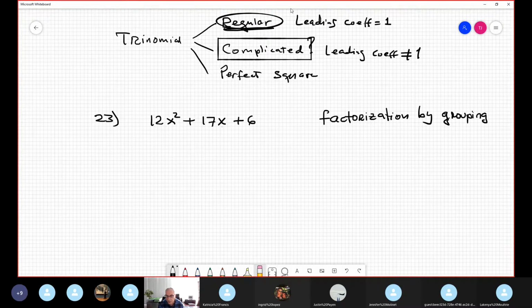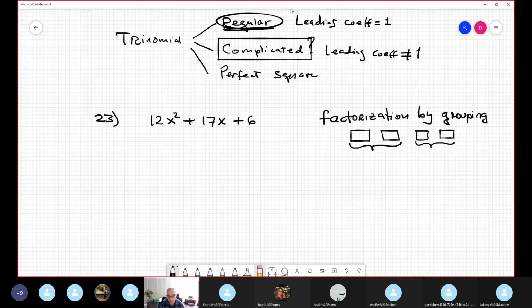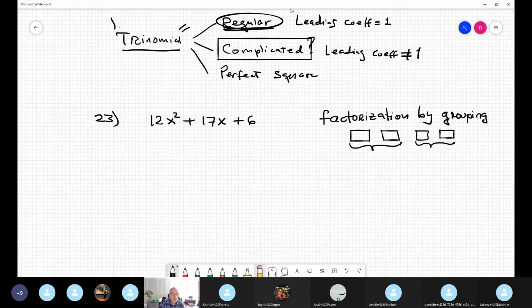By grouping. Well, Professor, you explained to me that factorization by grouping is applied when you have 4 guys. You find the GCF in the first couple and you find the GCF in the second couple. However, we have no 4 guys, we have 3. 1, 2, 3. It's a trinomial, no? It's a trinomial. Okay, so we are doing this idea.